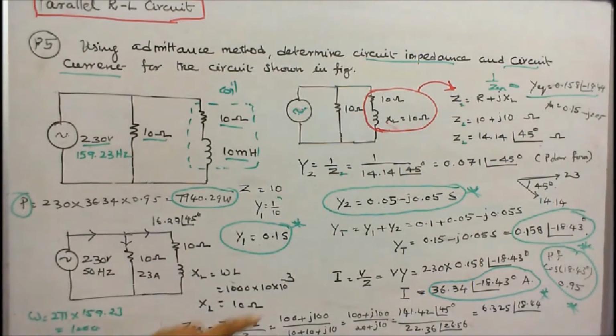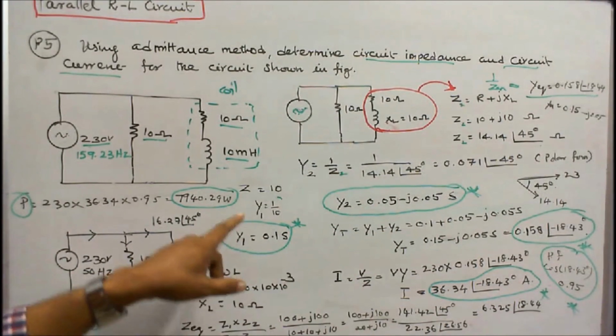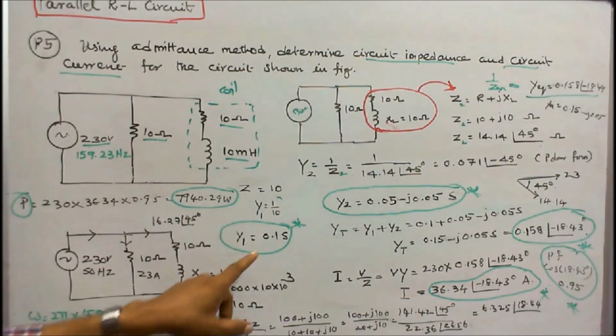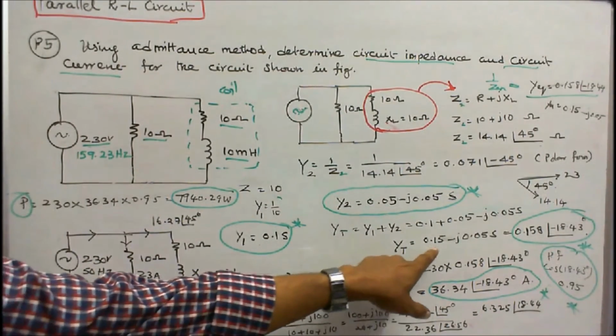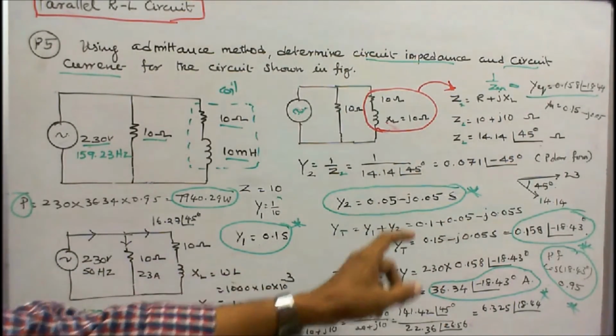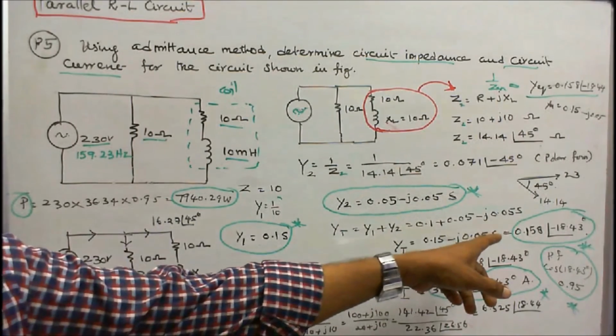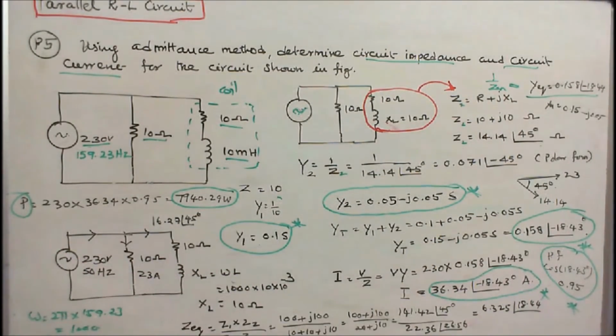The total admittance Yt is equal to Y1 plus Y2. Y1 is equal to 1 by 10, that is equal to 0.1 S. Therefore, total admittance is equal to 0.15 minus J 0.05 Siemens in rectangular form. In polar form, 0.158 angle minus 18.43 degrees in Siemens.